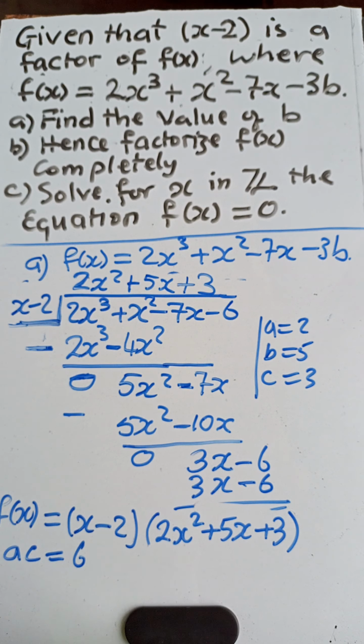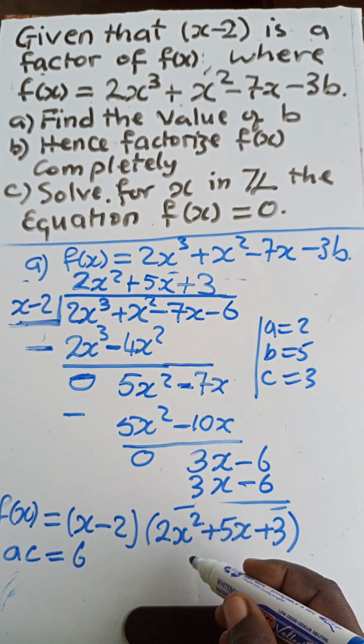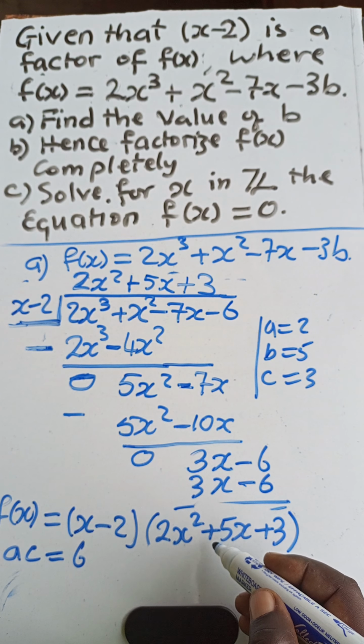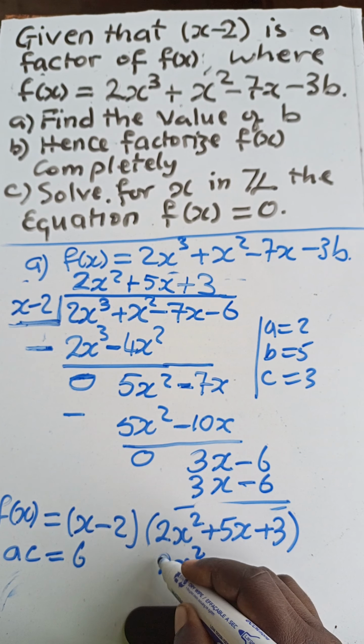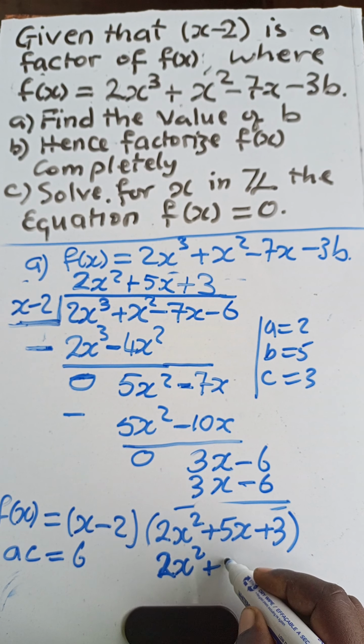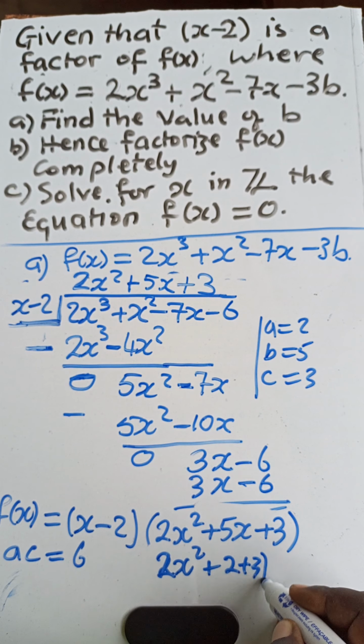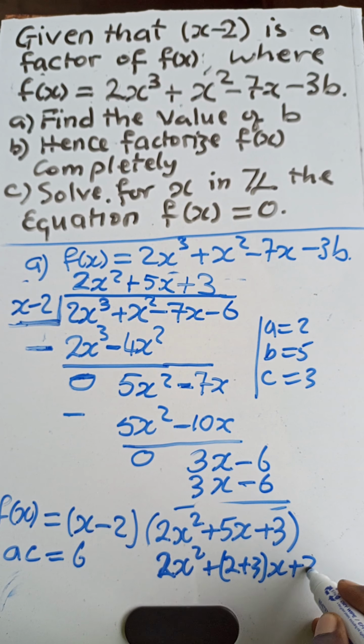So we will now rewrite this quadratic and replace this 5 with 2 plus 3. So this becomes 2x squared plus 2 plus 3x plus 3.